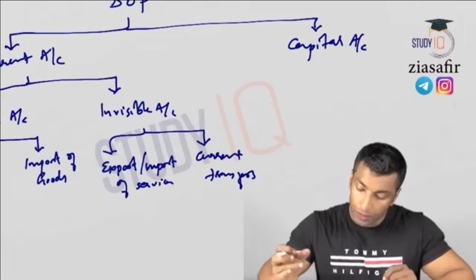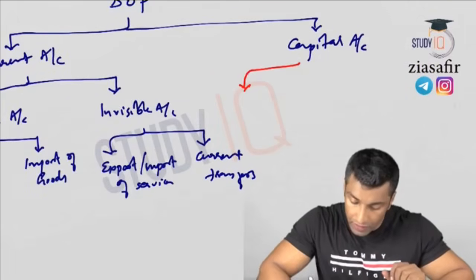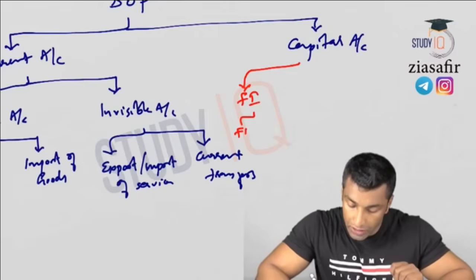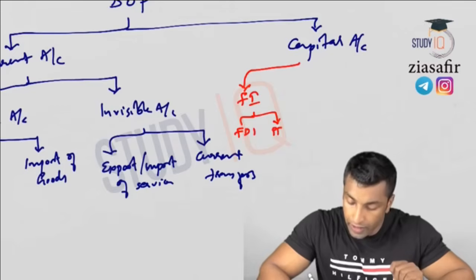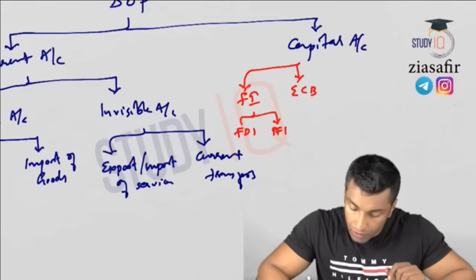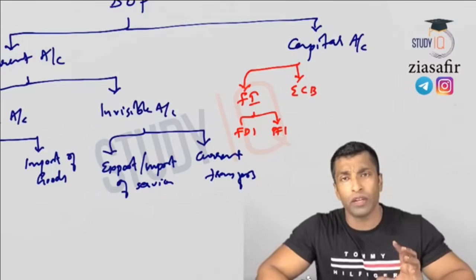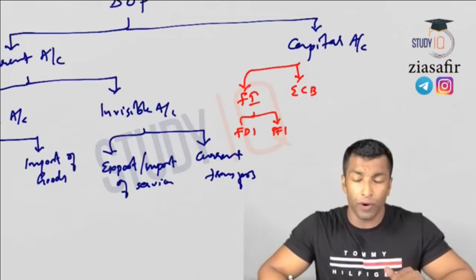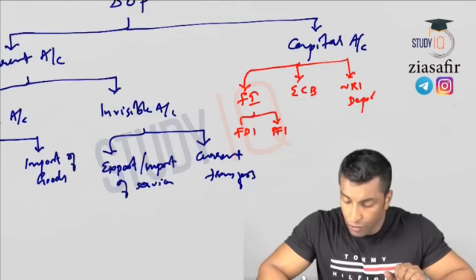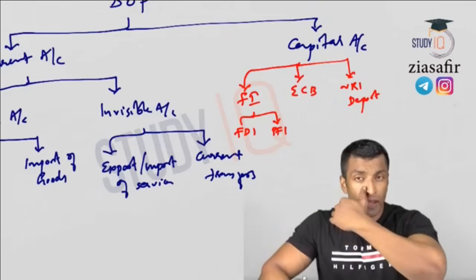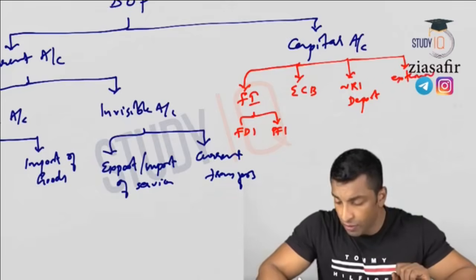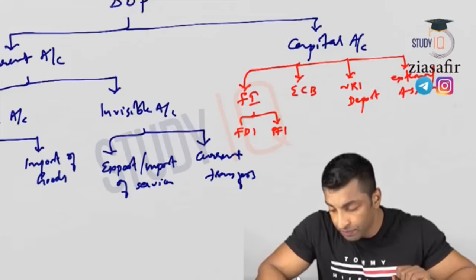Then in capital account, what all things have we discussed? We have discussed foreign investment. We have discussed two major foreign investments, FDI, foreign direct investment, and portfolio investment, FPI, and then we have talked about ECB, external commercial borrowing, when the private companies are borrowing from abroad, and then we have discussed NRI deposits, and I have told you this forms part of external debt. Okay, so NRI deposits.